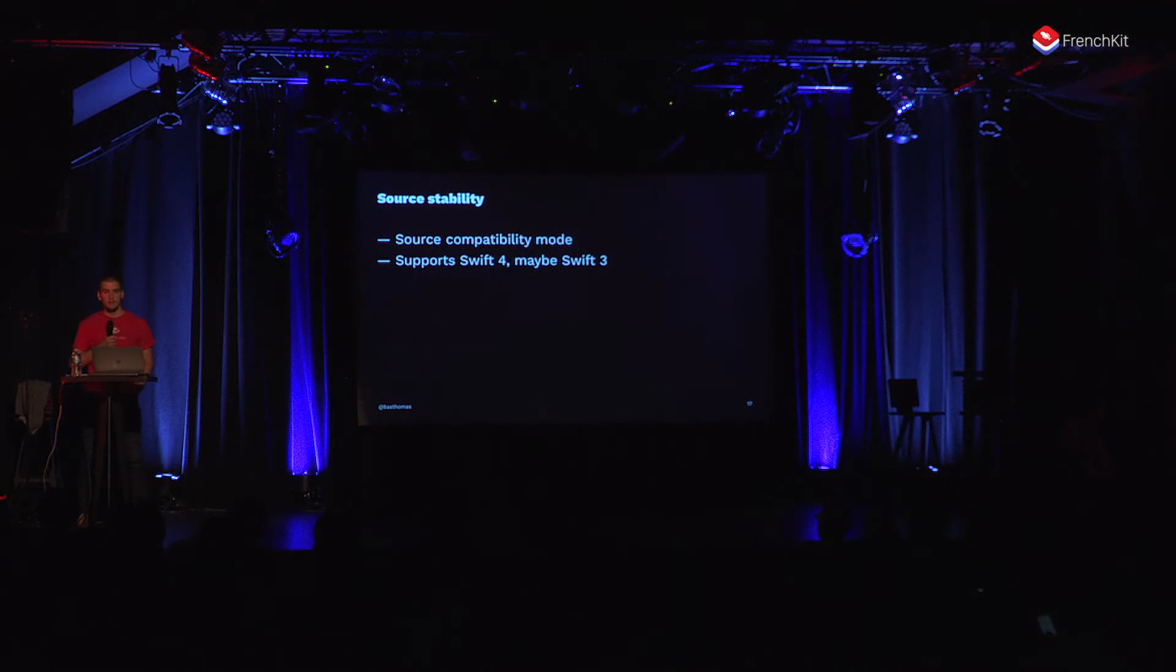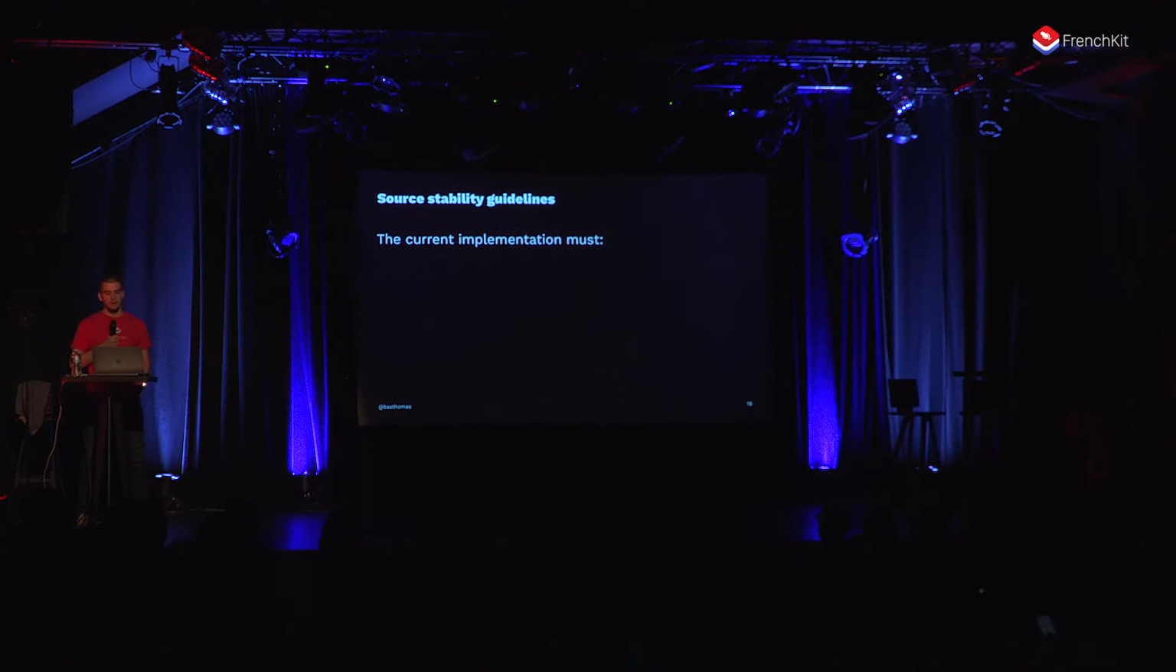Source stability is also a really important thing with Swift 5. We already saw that with Swift 4, because we don't want another Swift 2 to Swift 3. So we have source compatibility mode just like with Swift 4, and it will support Swift 4 and maybe also Swift 3. So for those of you still using Xcode 7, please update.